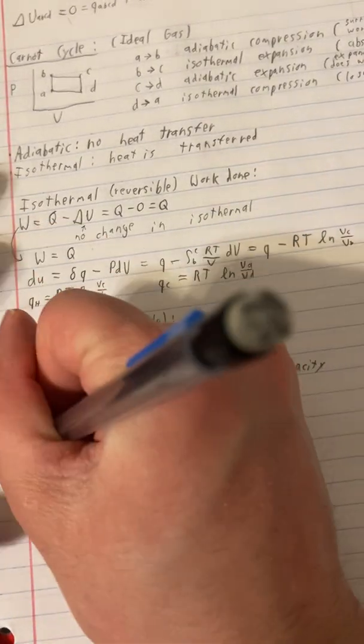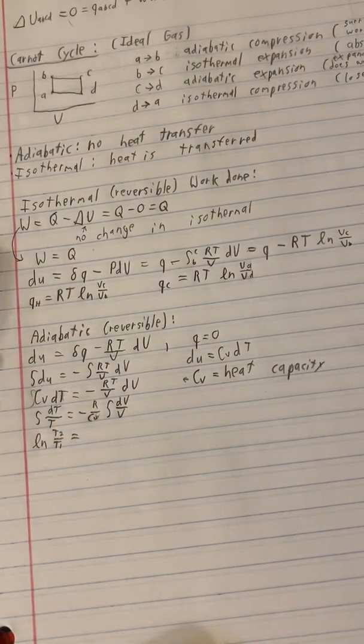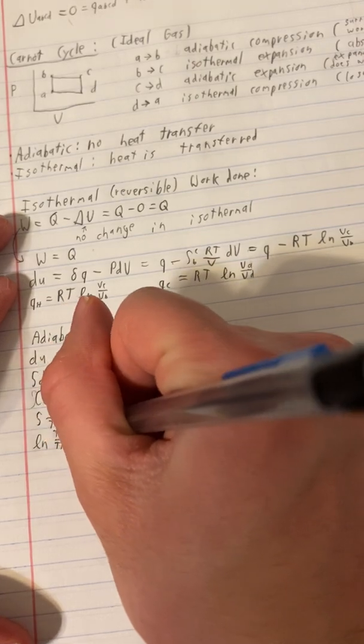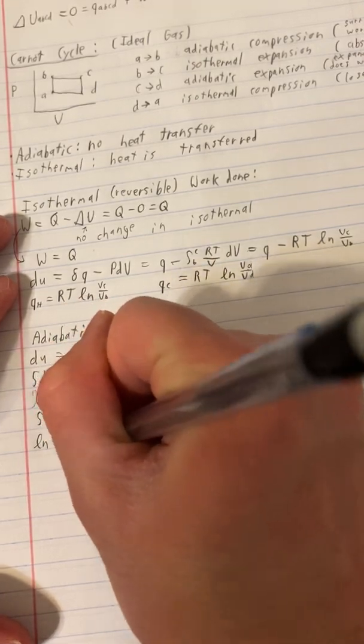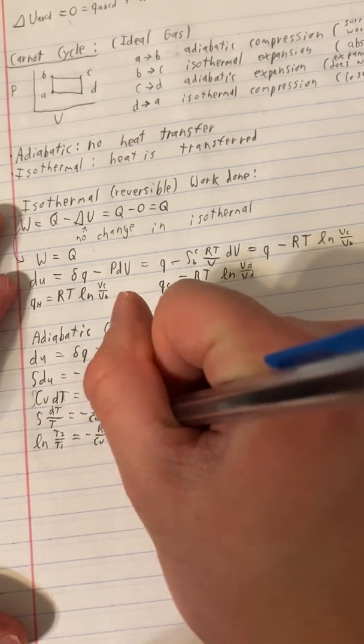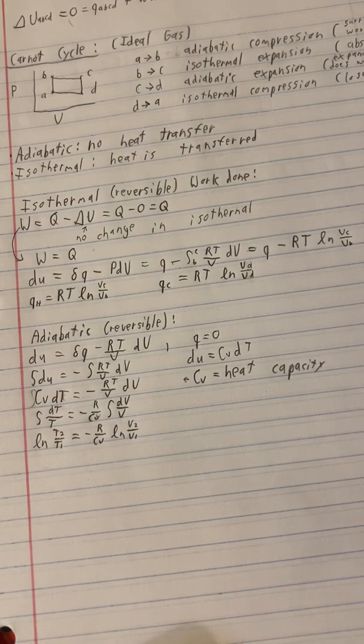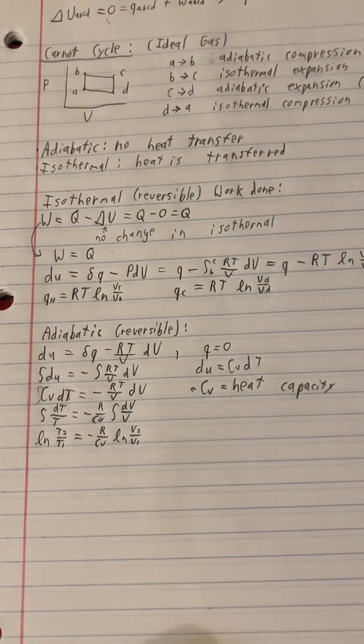And what these will equal is the natural log of T2 over T1 on this side equals negative R over CV times the natural log of V2 over V1. And that is essentially how you derive the Carnot cycle equations.